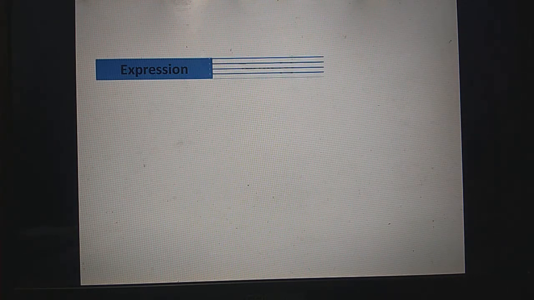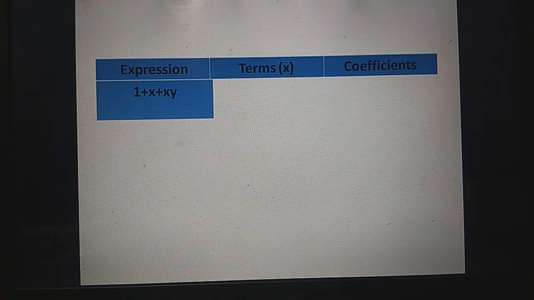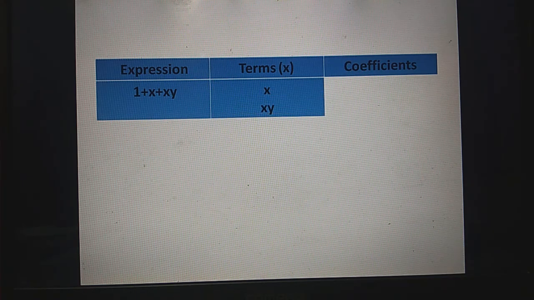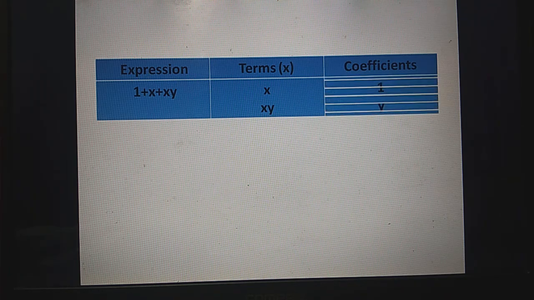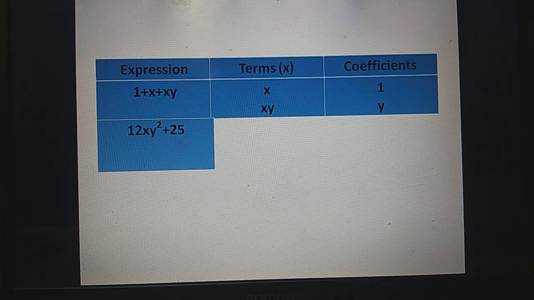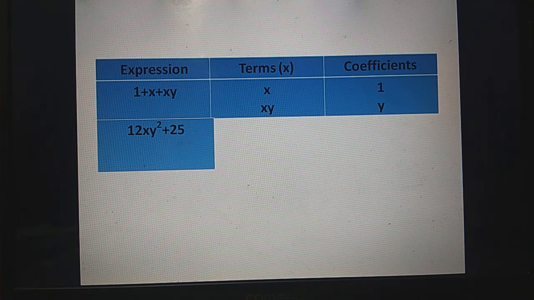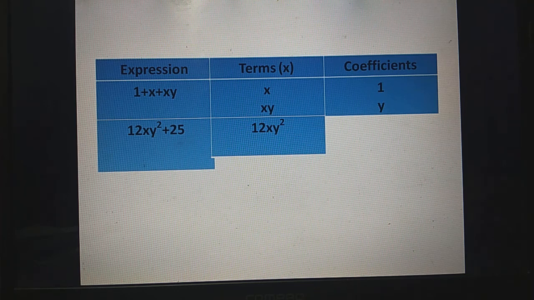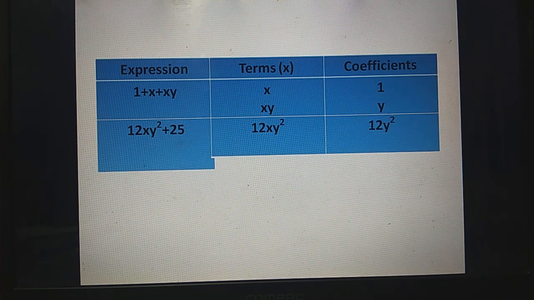Now, your next expression is 1 plus x plus xy. There are three terms. Out of three terms, two terms are having x. That is x and xy. The first term, coefficient of x is 1. In the second term, coefficient of x is y. Your next expression is 12xy square plus 25. Now, the first term is having x. Second is constant. You will consider only the first term. Now, except x, what is left? 12y square. So this will be treated as coefficient.